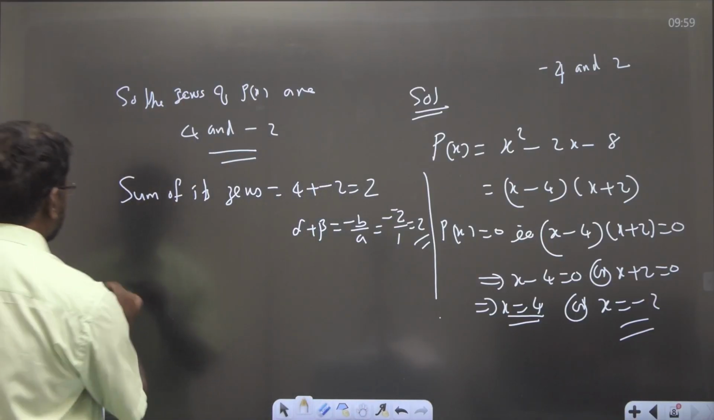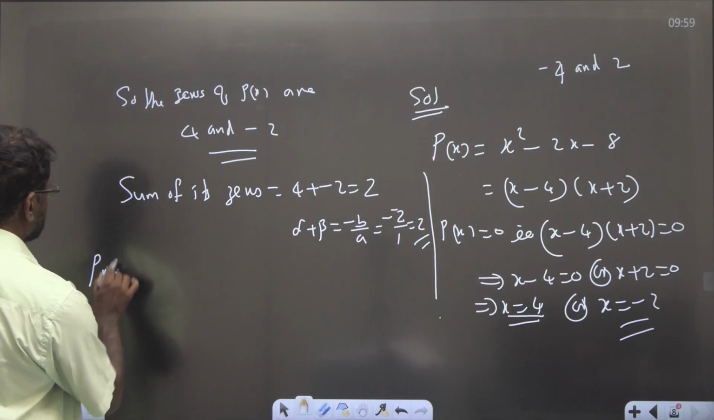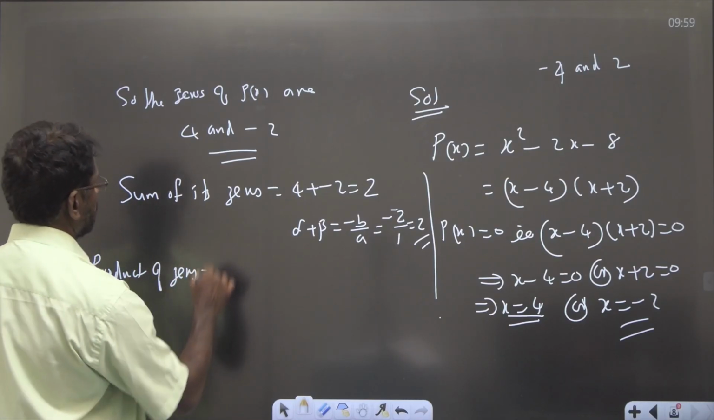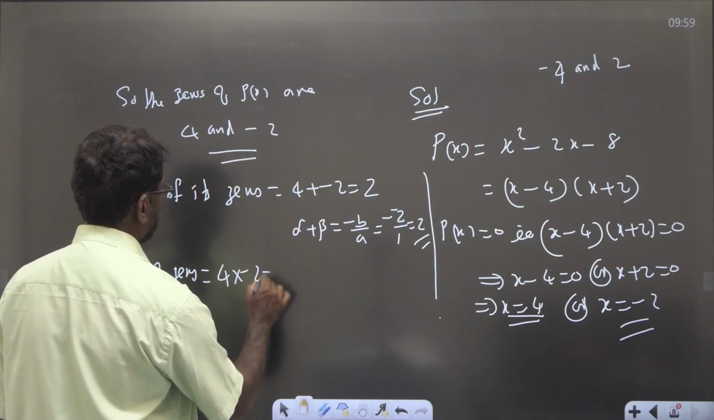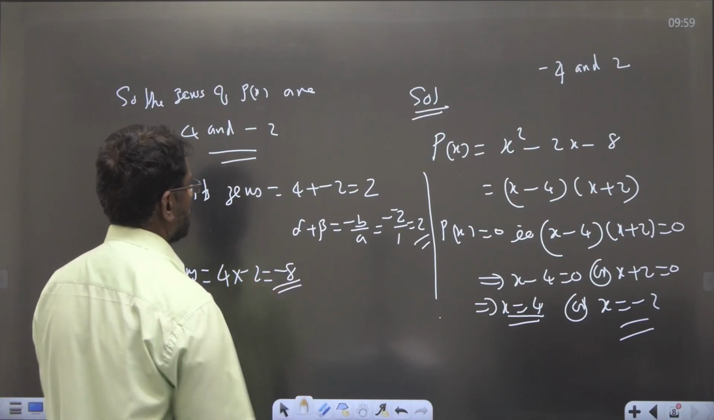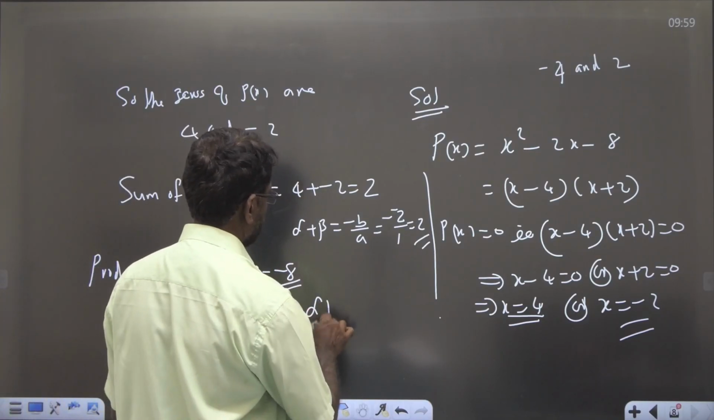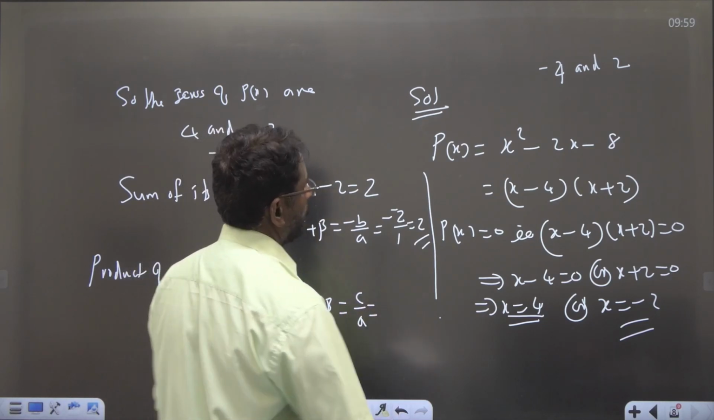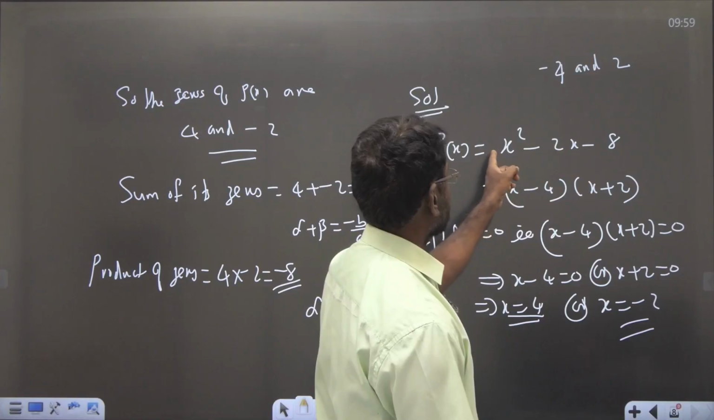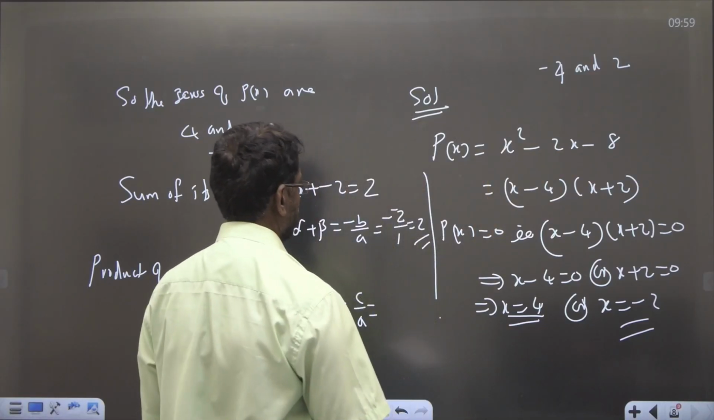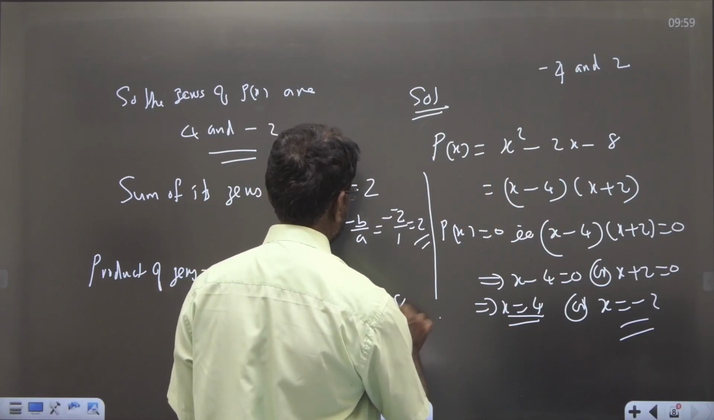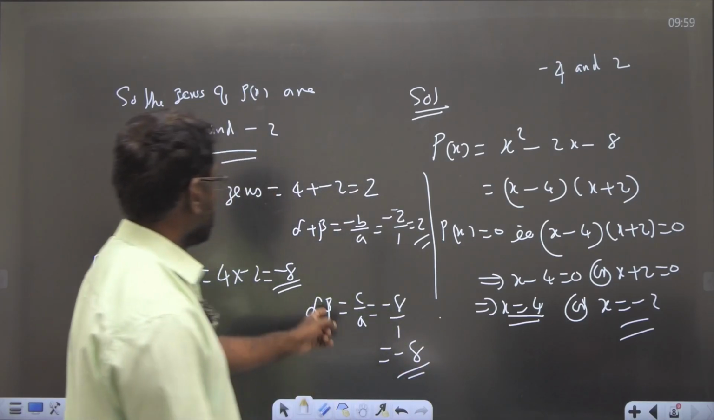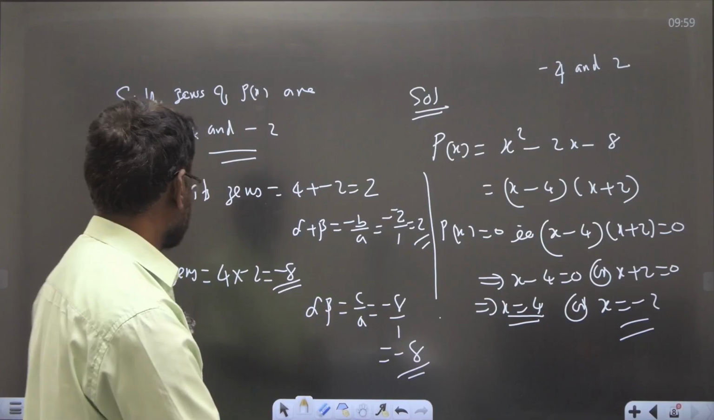Similarly, the product of zeros is equal to 4 into minus 2, that is minus 8. Using the equation product alpha beta equal to c by a. What is c by a? This is c. The coefficient of x square is a, that is 1. That is minus 8 by 1, that is minus 8. Also we get product minus 8.